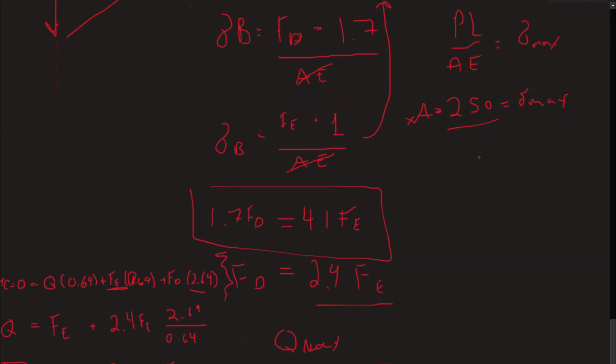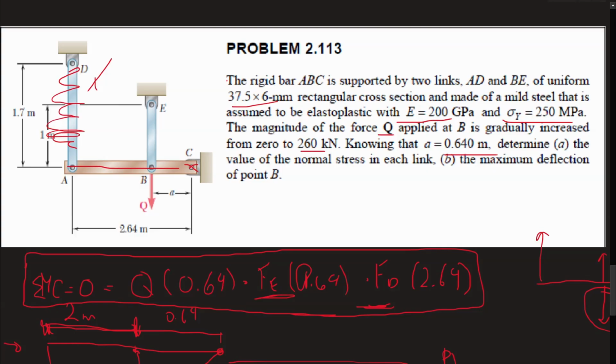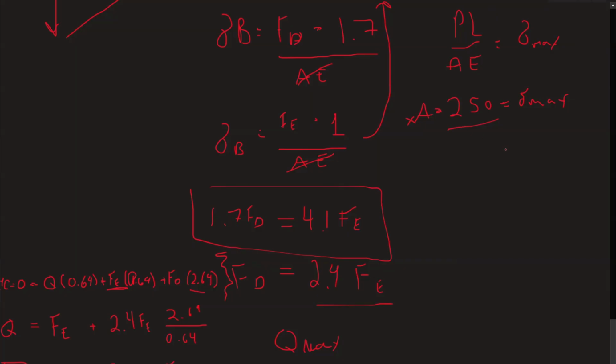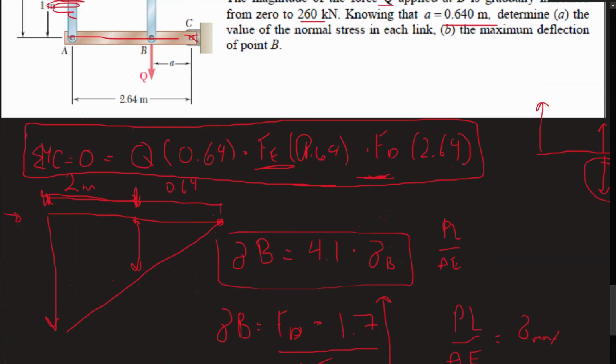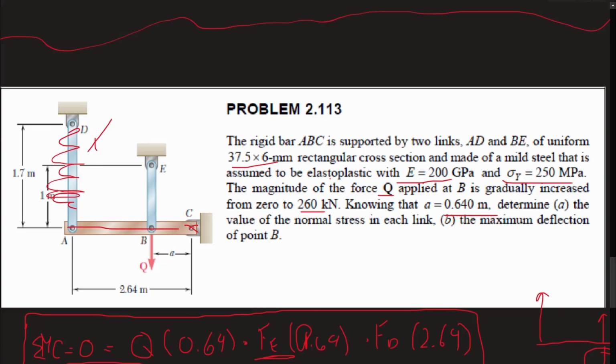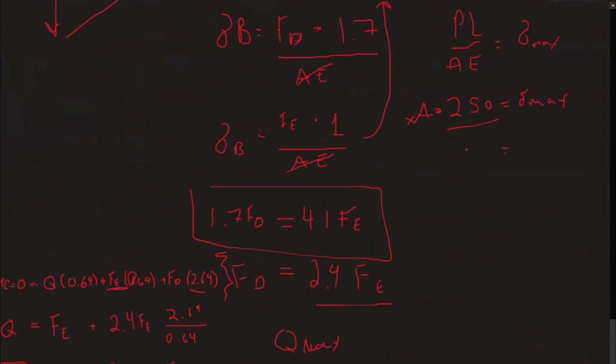So 250 times that cross-sectional area, which is something silly, it tells you, times 37.5 times 6. And it's all multiplication, so we divide by 1,000,000. And then you get, that seems really low. It's 250 times 10 to the power 6. Yeah, that's times 10 to the power 6. So it's force max for D is equal to 56,250.